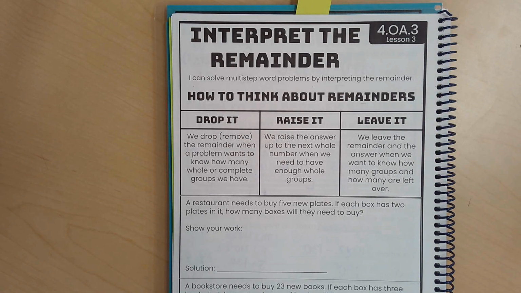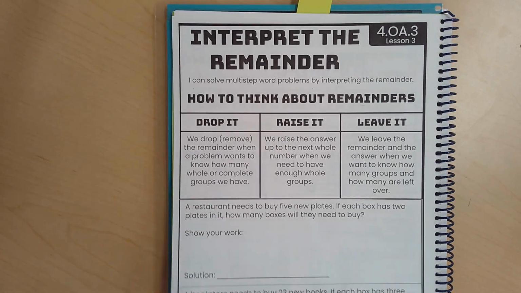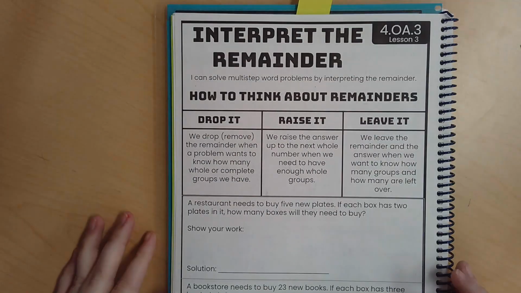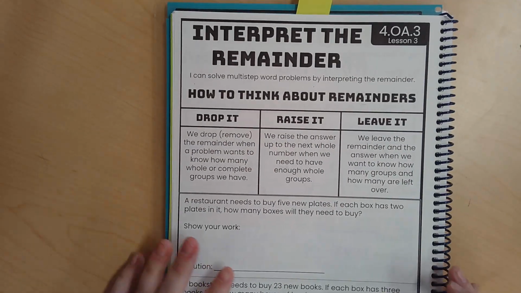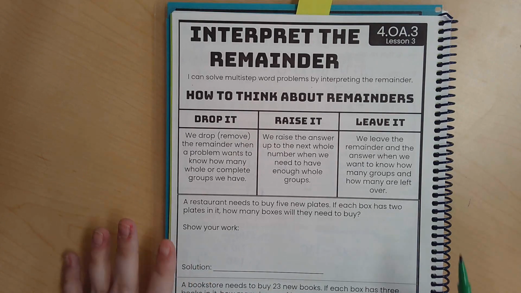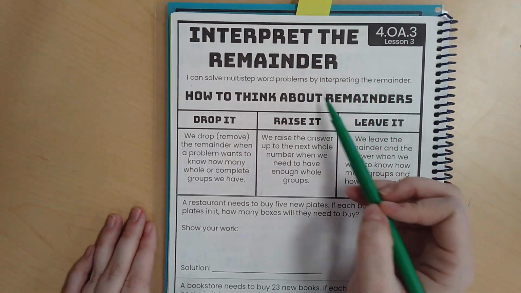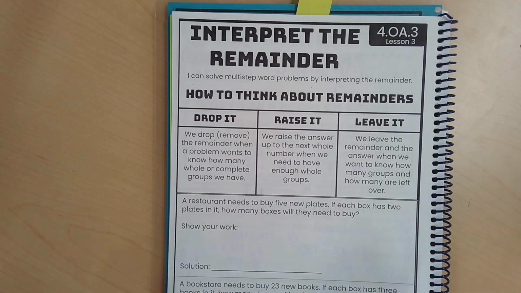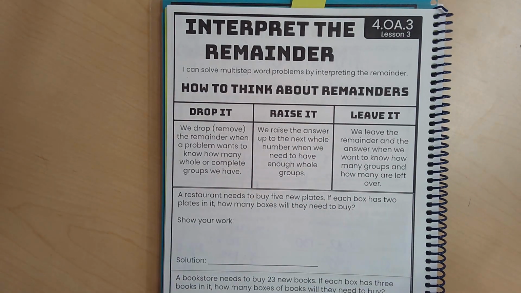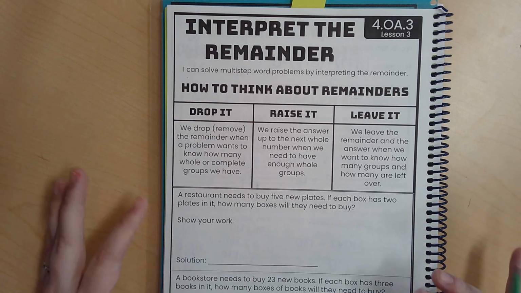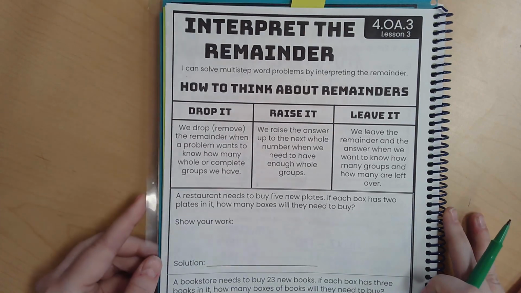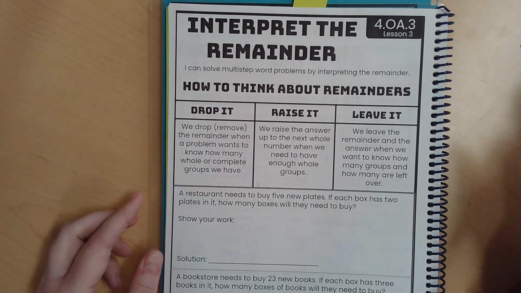Okay, for this standard, you've been working on your single step and your multi-step word problems. Now we're moving into multi-step word problems. They're going to have more than one step, and you're going to have to think about remainders. All of these problems, when you do interpreting the remainder, are going to be about division. But you're just going to have to think about them and what to do with it.